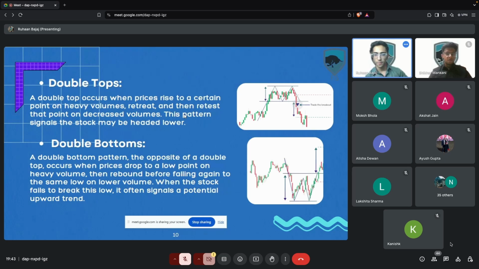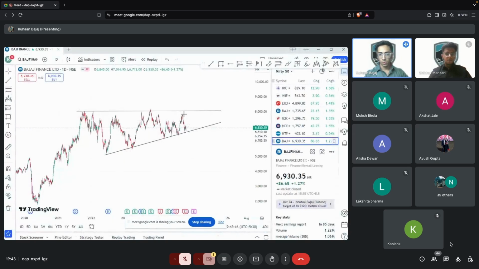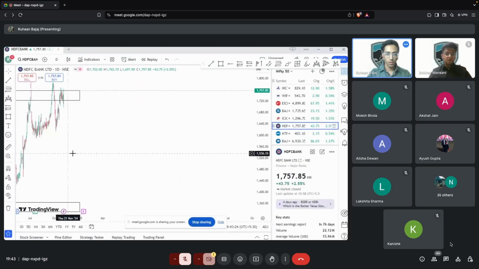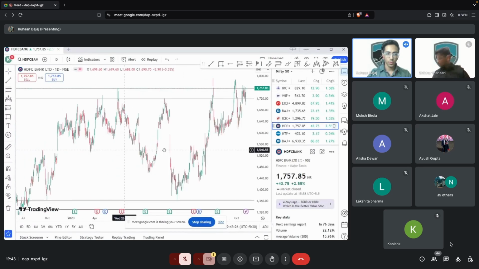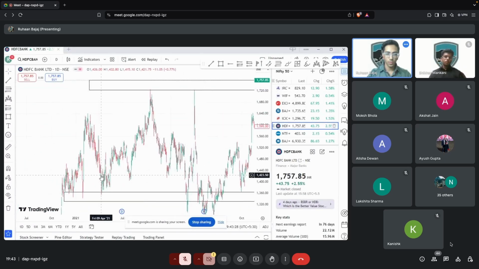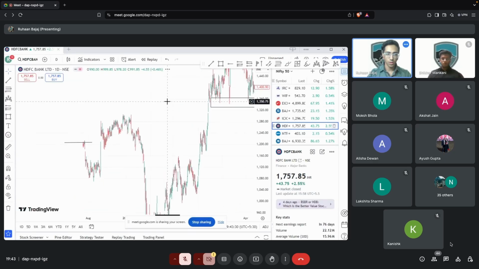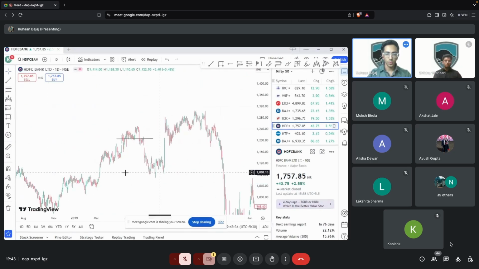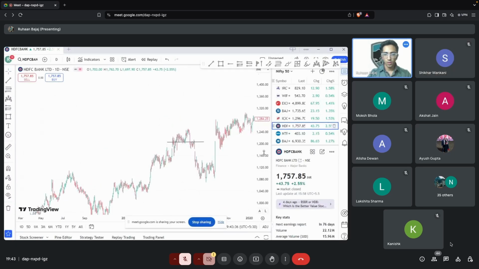Double tops and double bottoms are my favorite, if I give my opinion. They are very much predictable and look good on the charts. So for double top, I'll take you to HDFC Bank. Yeah, with this example.